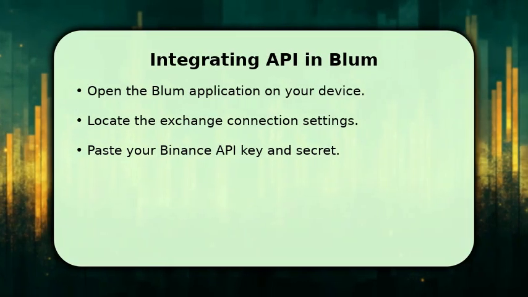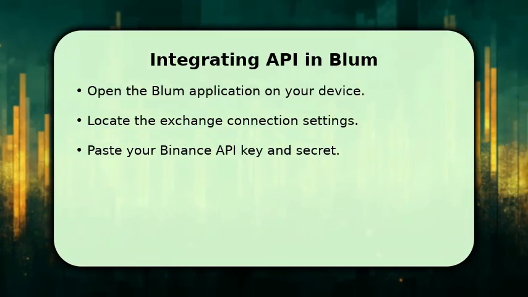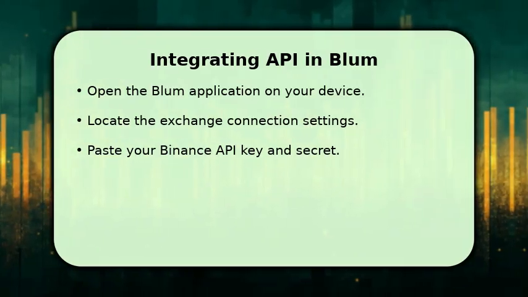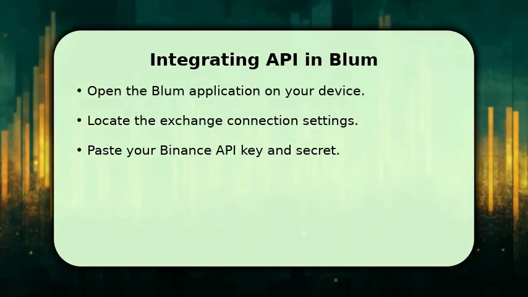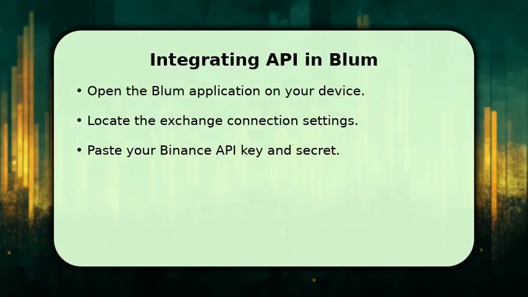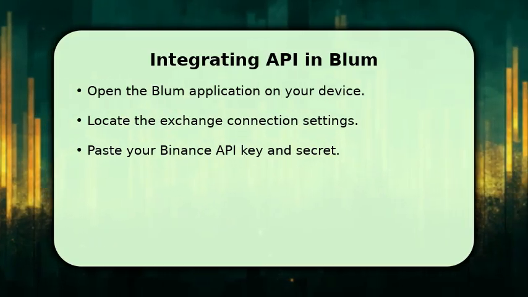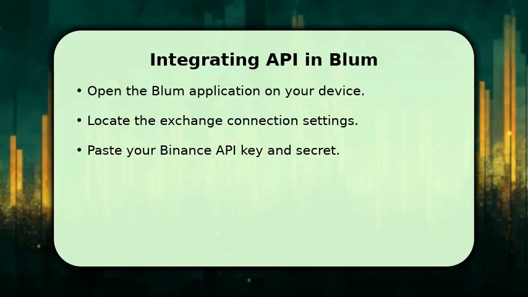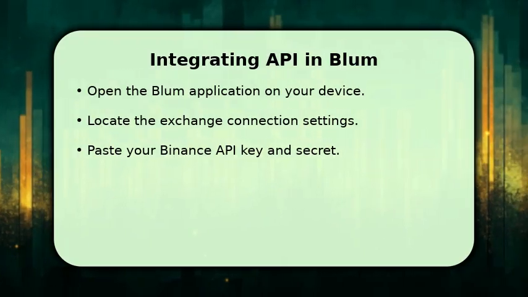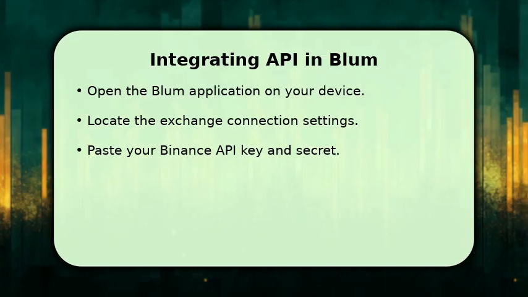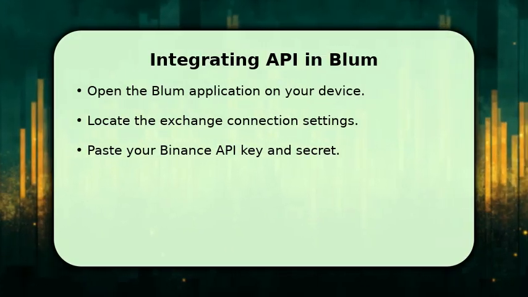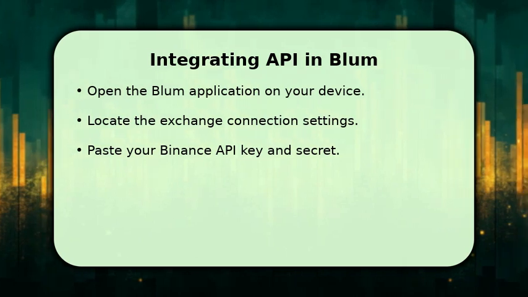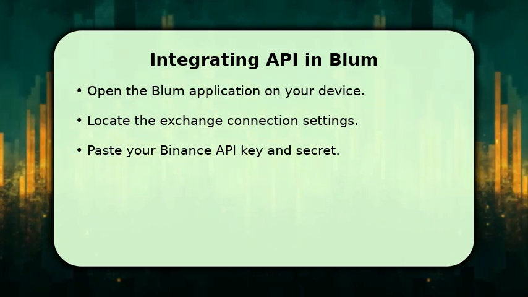Now, open your Blum application and find the section dedicated to connecting exchanges or external accounts. This is usually within the settings or a dedicated integrations menu. You will see fields to input your API key and secret. Carefully paste the API key into its designated field and the secret key into its corresponding field. Double-check for any extra spaces or characters to ensure accuracy before proceeding.